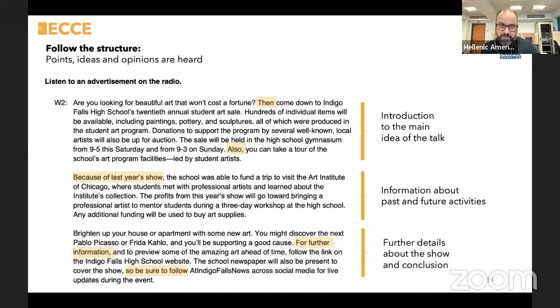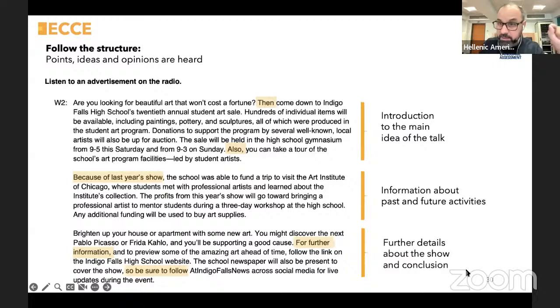What we see here is indeed about different structure. So then the introduction to the main idea of the talk, then information about past and future activities related, of course, to that topic. And at the very end, some further details, and of course, a very nice conclusion that will also provide some details. So being able to understand structure and how ideas are presented to the listeners, or to readers when we're talking about reading texts, will help test takers find their way within those scripts, within those texts, and hopefully find the right answers much more easily.